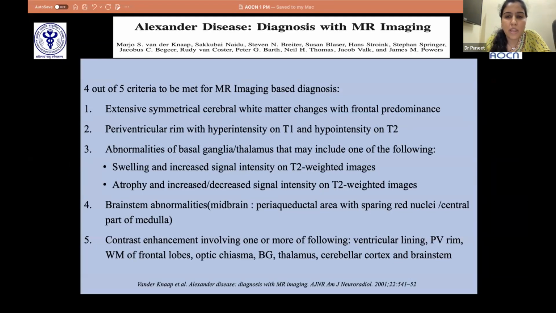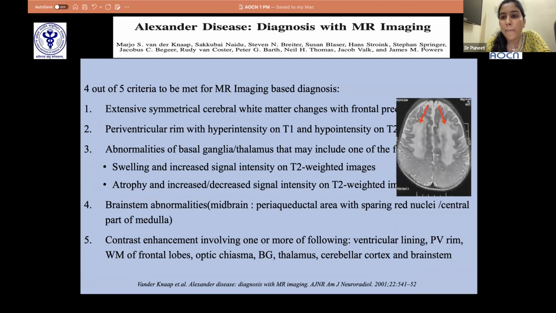So in 2001, Van der Knaap et al. framed a criteria for MRI-based diagnosis of Alexander disease. They retrospectively analyzed the MR imaging findings of 217 patients who were labeled as leukoencephalopathy of unknown origin. Based upon this criteria, 4 out of the 5 below points should be met for an MR imaging based diagnosis. So the first criteria is extensive symmetrical cerebral white matter changes with frontal predominance, as we can see here. The red arrows are pointing towards the bilaterally symmetrical white matter changes with frontal predominance.